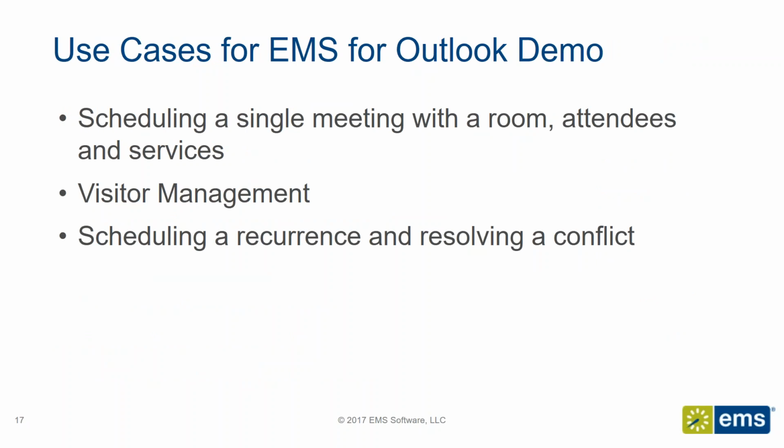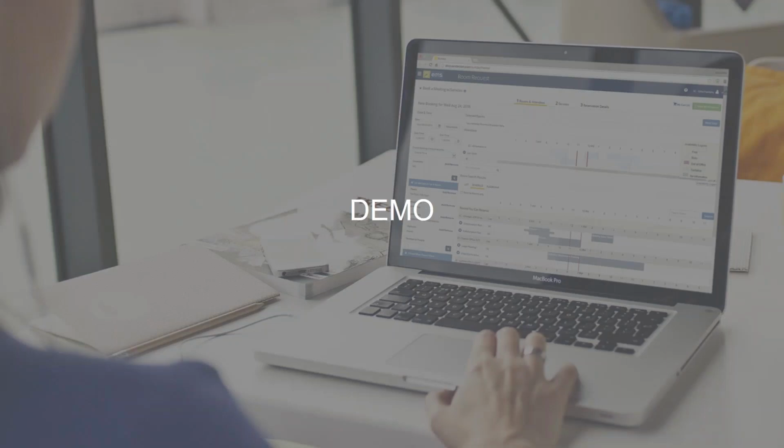So the demo I'm about to do for you today, we're going to start with a simple use case, booking a single room with attendees with Exchange, as well as some services. I'm going to order some lunch, and I'll show you the visitor management piece as part of that use case as well. And then the second demonstration is going to be scheduling a recurrence or a series where the room I want is not available for all dates. So you can see what the conflict resolution process looks like. So without further ado, I'll share my screen. Just a moment.